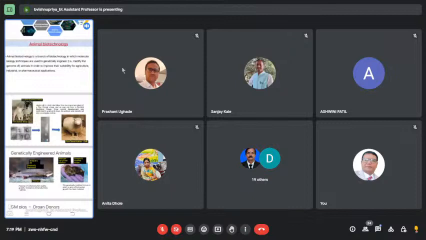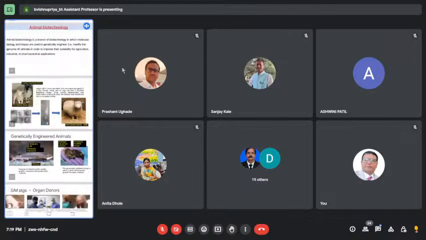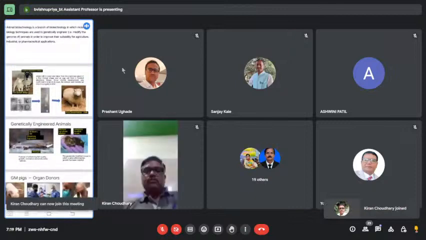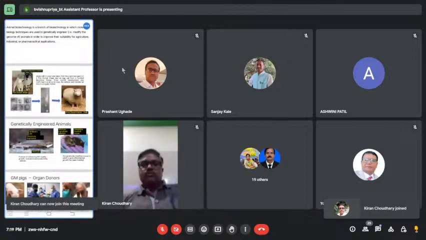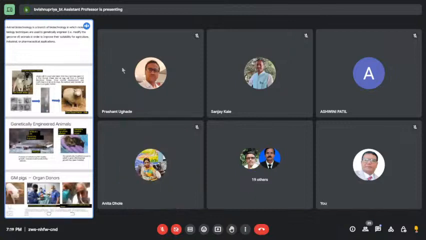In the next slide, you may see genetically engineered animals. Two different animals you may see. The first one is the fish, called the genetically engineered fish. You may see two fish together, both 18 months old. The upper one is genetically engineered, and the lower one is the wild type variety. You can see the difference in length: the wild type fish is smaller, and the genetically engineered fish is larger in size.